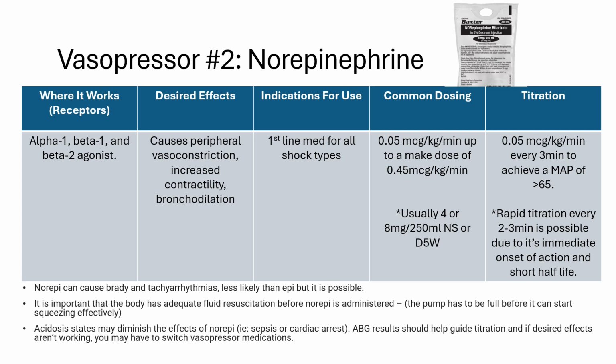Usually this is in a bag of normal saline or D5W, and usually it's 4 or 8 milligrams per 250 mL. So you just got to kind of watch the dosing. Most of ours are 8 milligrams, but I have seen 4 also. In terms of titration, it's 0.05 micrograms per kilogram per minute every 3 minutes. And you can adjust that to achieve a MAP of 65.